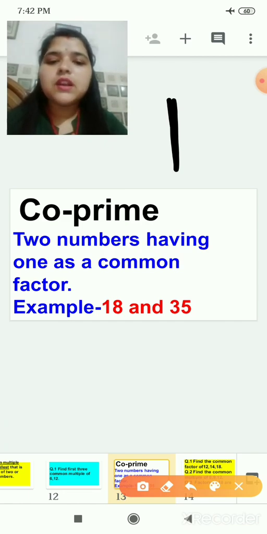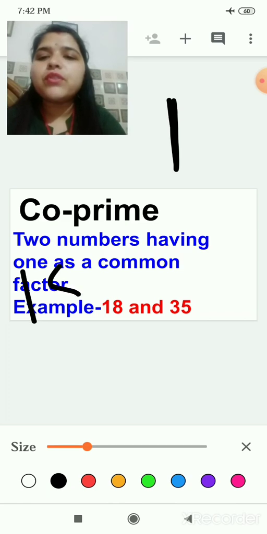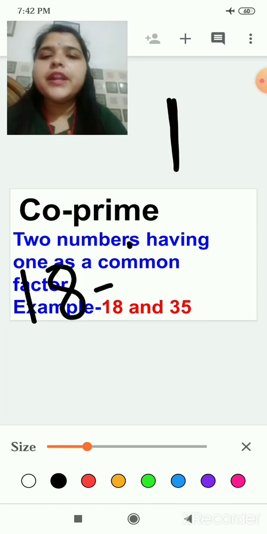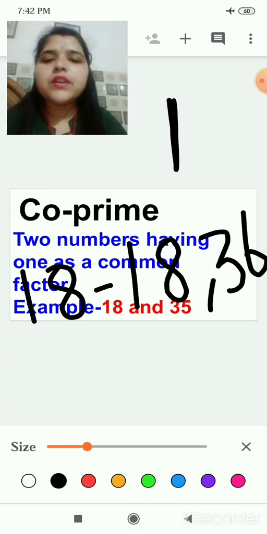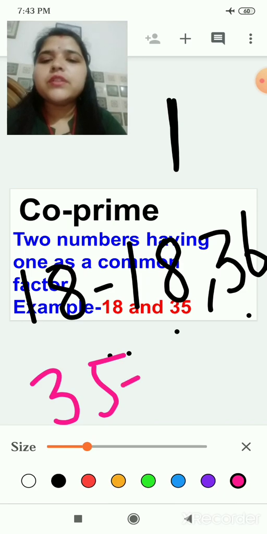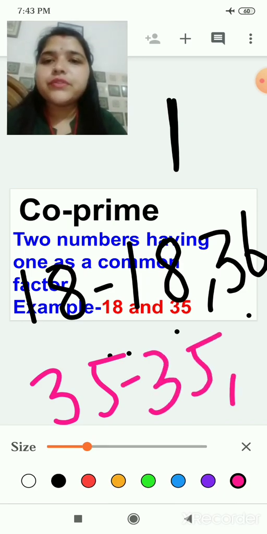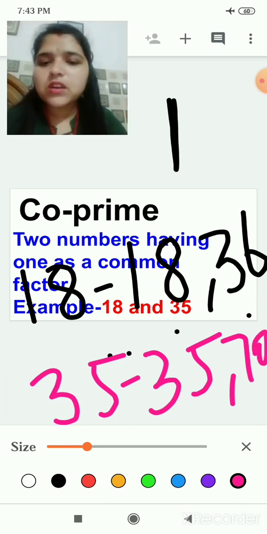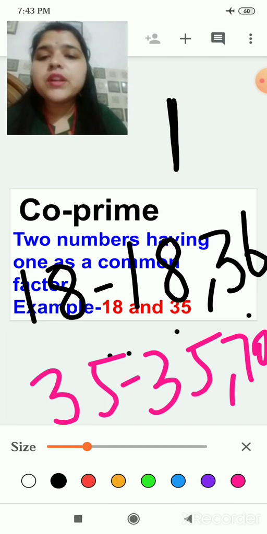Got it? See, I am telling you, write the factors for 18. 18 1 is 18, 18 2 is 36, and in the same way you can write on. Now I write the table for 35. 35 1 is 35, and then 35 2 is 70. As you go on, nothing will come as common. But I have already told you that 1 is a factor of every number. So here also 1 will come.